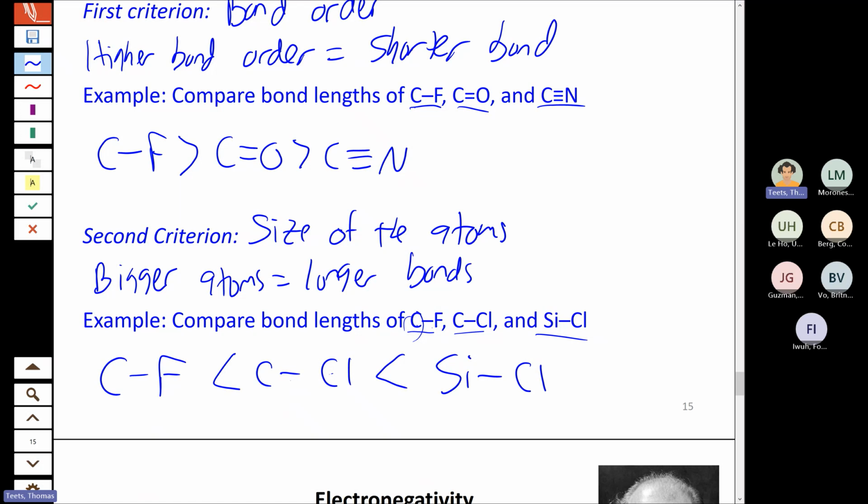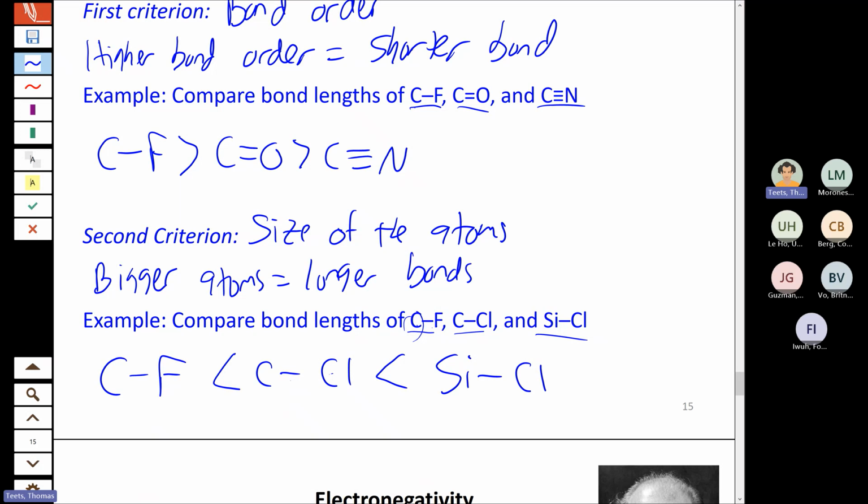So that's how you go about doing comparisons when all the bond orders are the same. You look at the atomic radii. The bigger the radii of the two atoms that are combining, the longer the bond is going to be. So that's another factor you'll have to take into play.